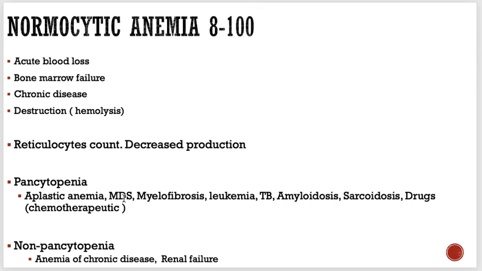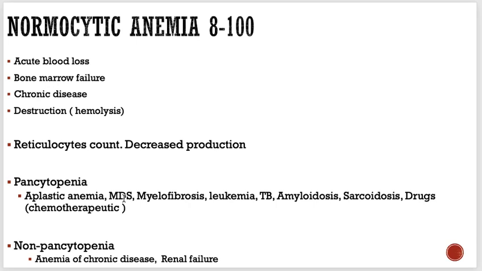Especially in these patients of aplastic anemia, myelodysplastic syndromes or myelofibrosis, there is increased destruction of the cells by the spleen, a condition which we simply call hypersplenism. The spleen becomes so enlarged that they simply remove it. They take out the spleen. Splenectomy is done.